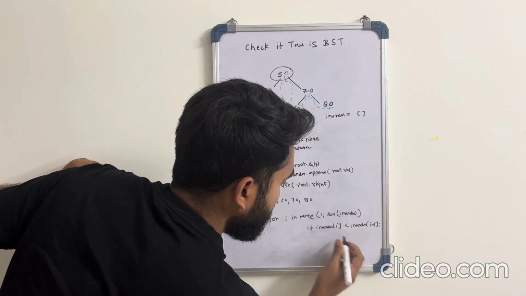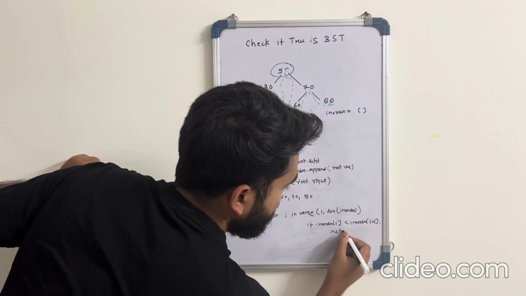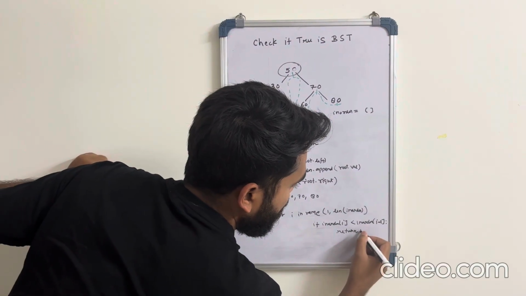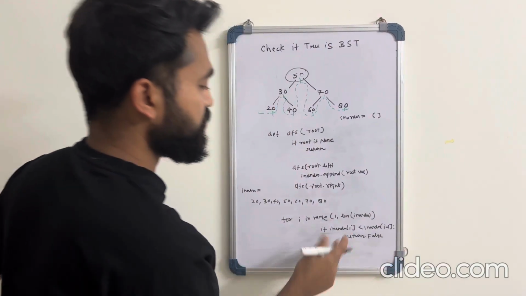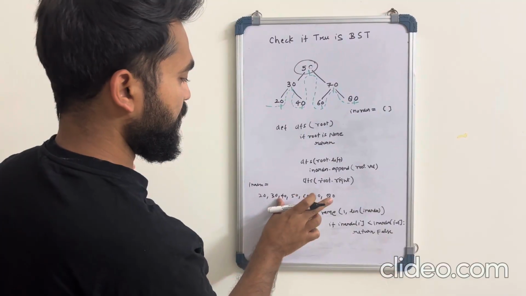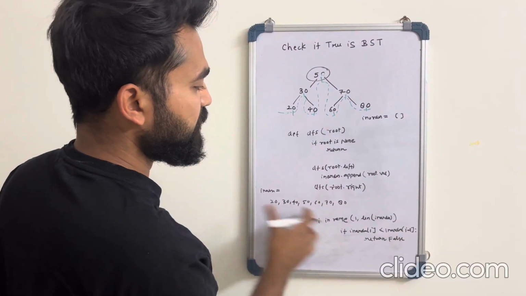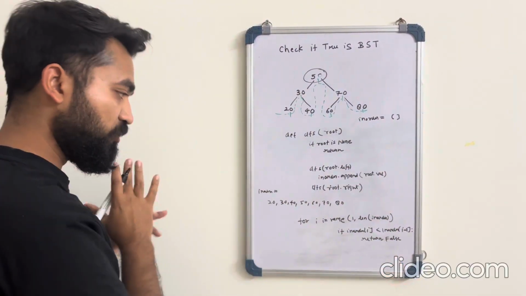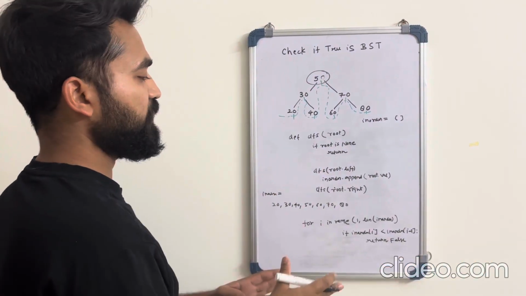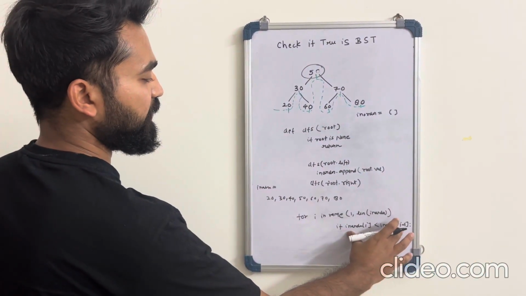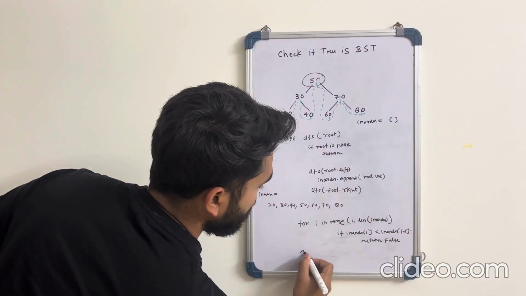Then we return false. Why do we return false? Because at this point the condition has become true, which means this array is not sorted. That's why we are returning false. And if we are able to complete this whole traversal without this condition getting triggered, then we can return true.